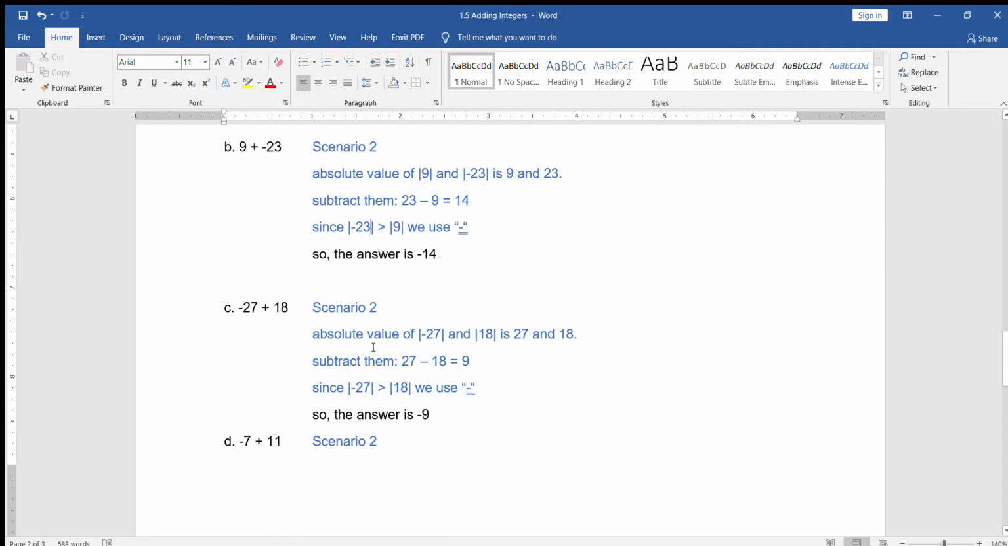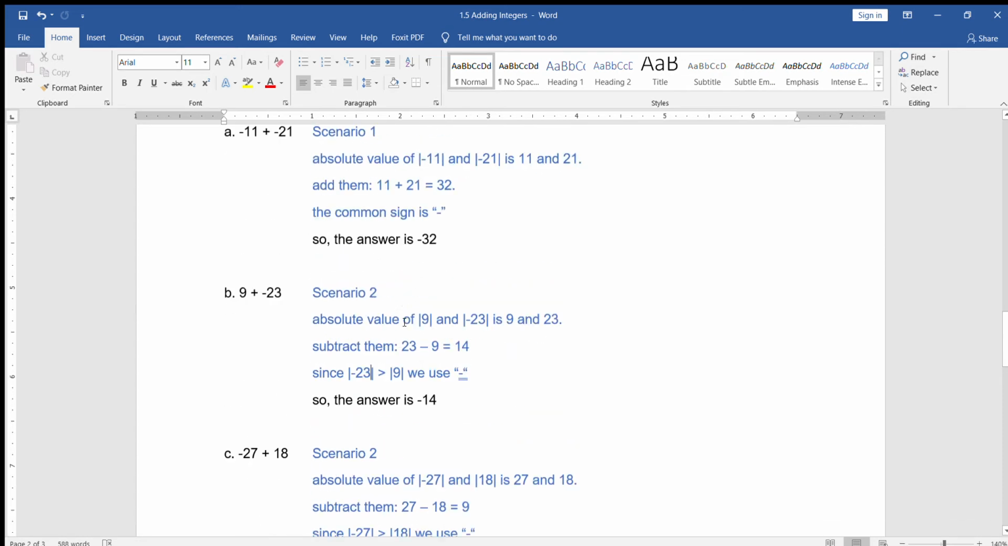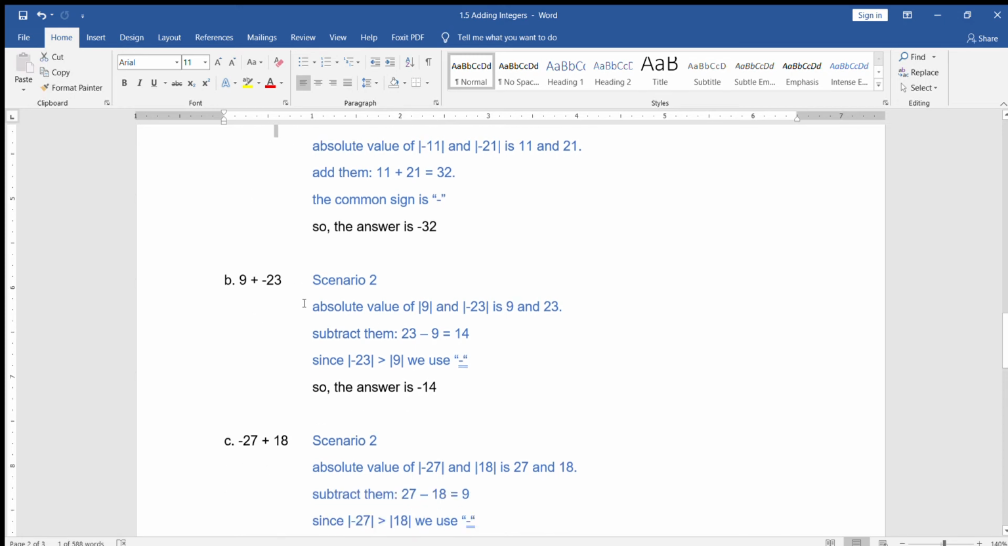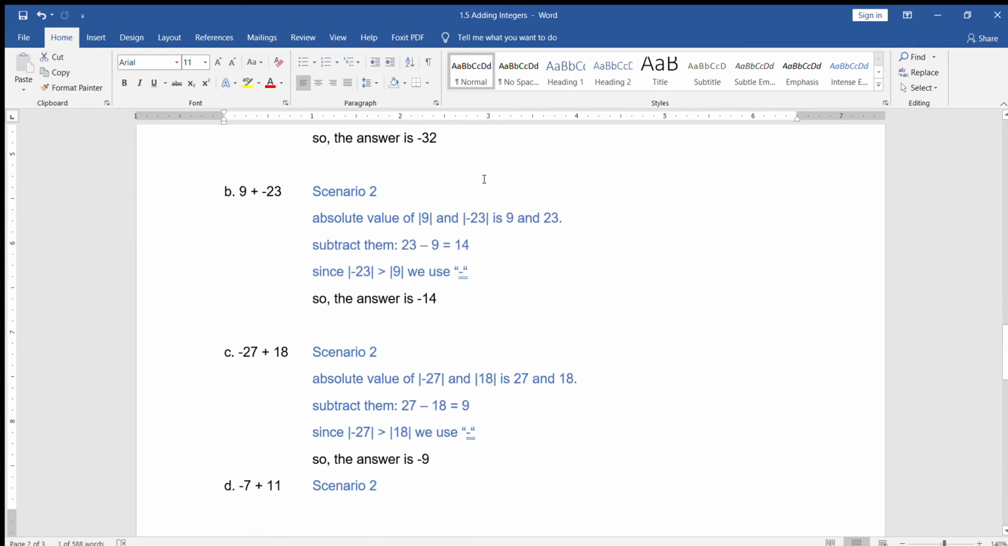So here's another scenario 2. Scenario 1 is kind of easy, right? We just simply find the absolute value of both numbers, then add them, and use the sign they share. Scenario 2, a lot of people get wrong. A lot of people get it wrong here. So we're going to do a lot of scenario 2.